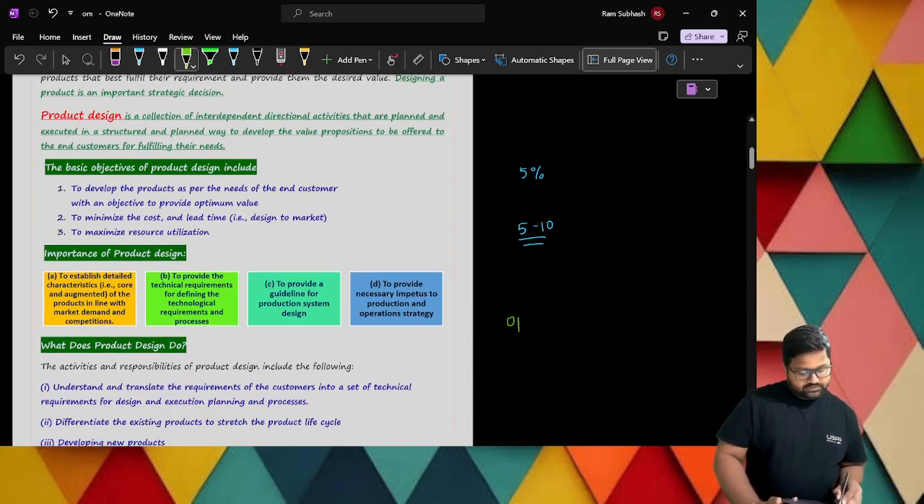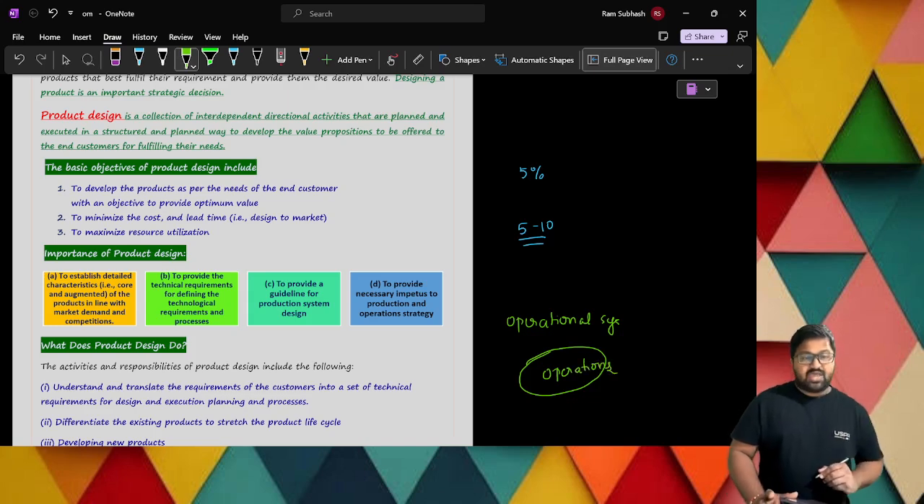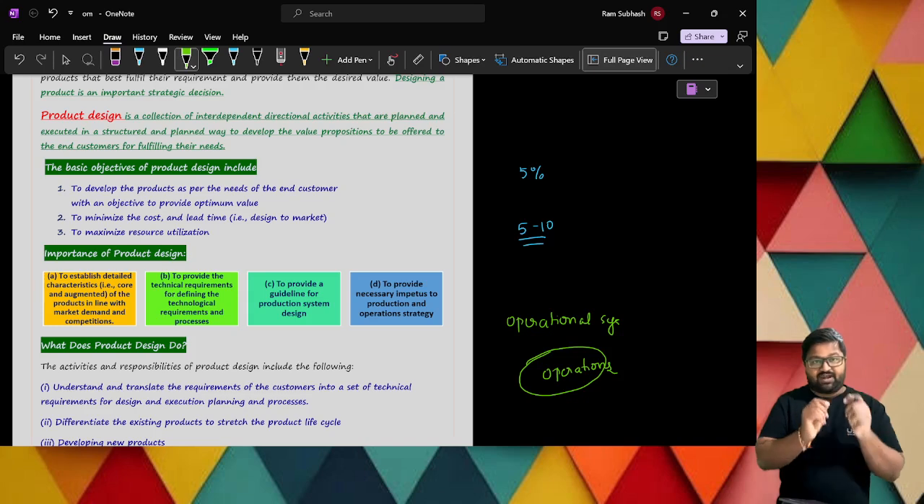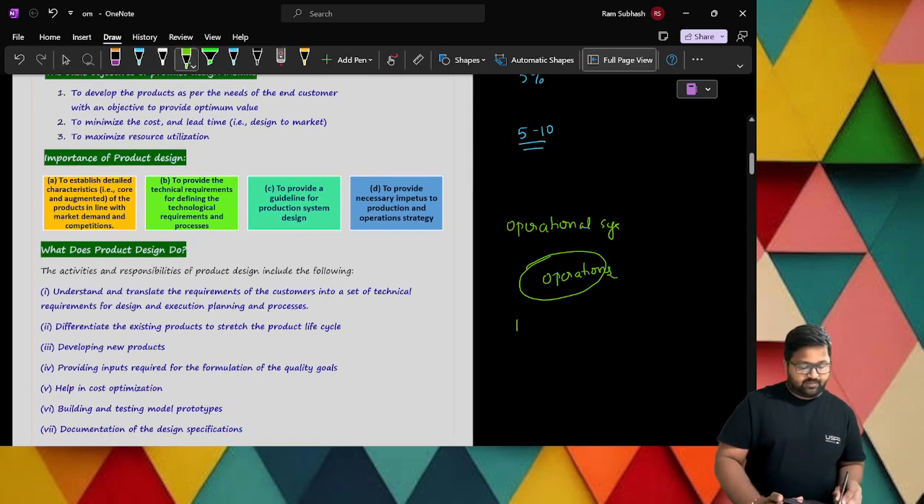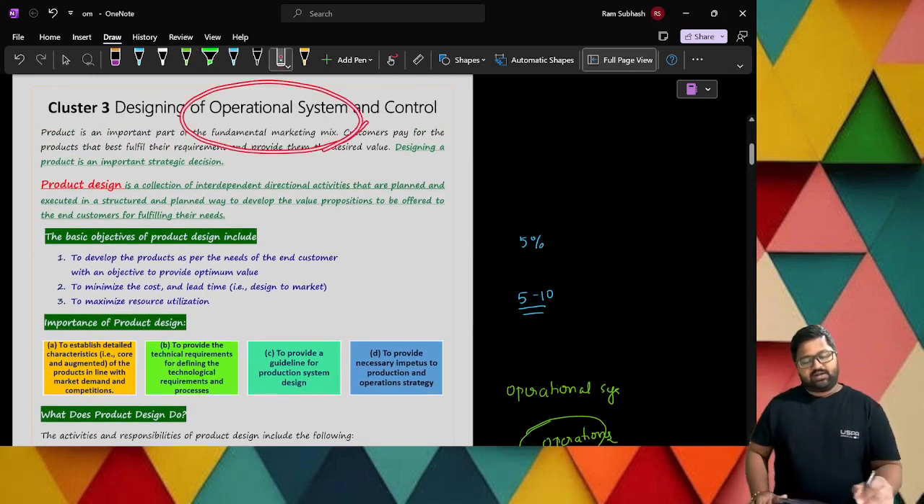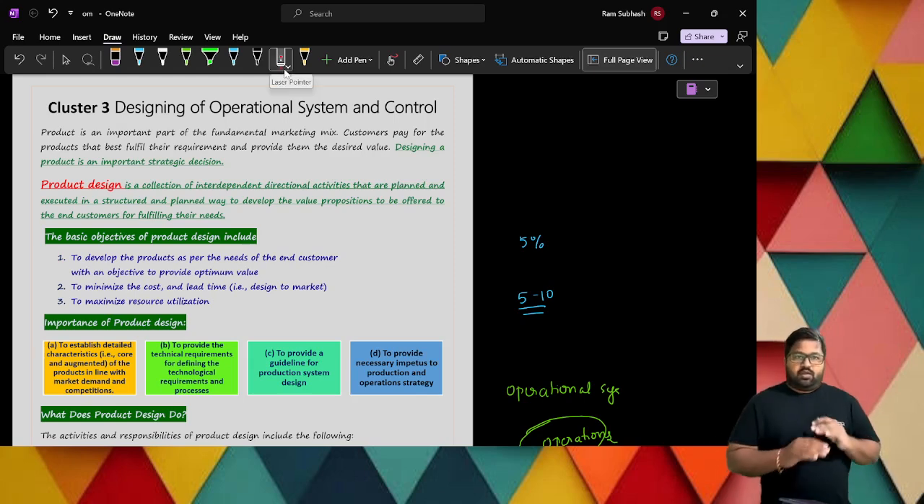What is an operational system? An operational system is nothing but a combination of operations. Where can we see the combination of operations? We can see it in a factory. So the factory is the operational system. Is it clear?